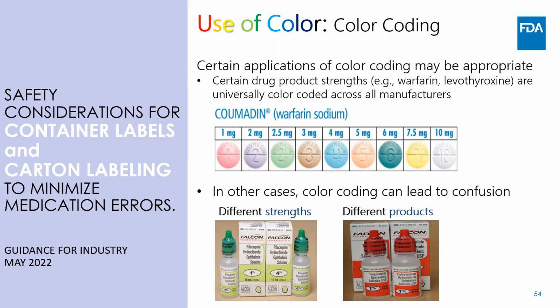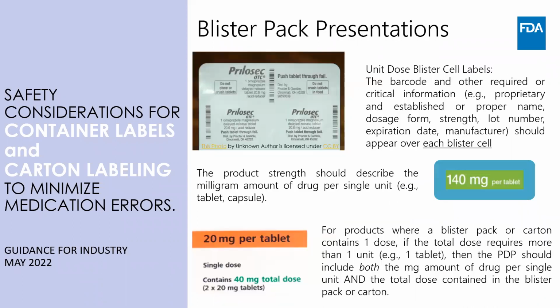Next slide, please. When reviewing blister pack presentations, there are definitely some unique design considerations. For unit dose blister cells, we recommend that the barcode and all other required or critical information appears over each blister cell, so this important information remains available to the end users up until the point where the last dose is removed. We also recommend that product strength is described as the amount of drug per single unit, for example, milligram per tablet.